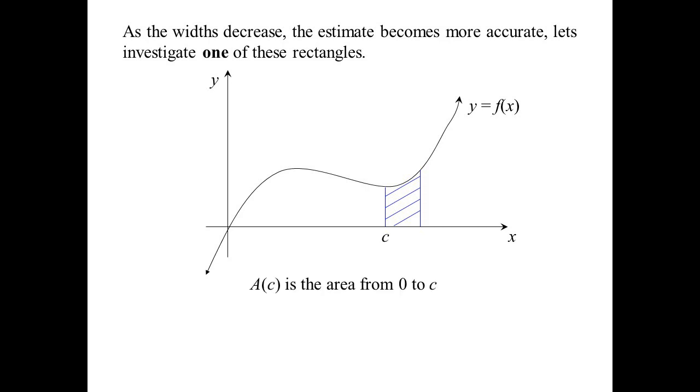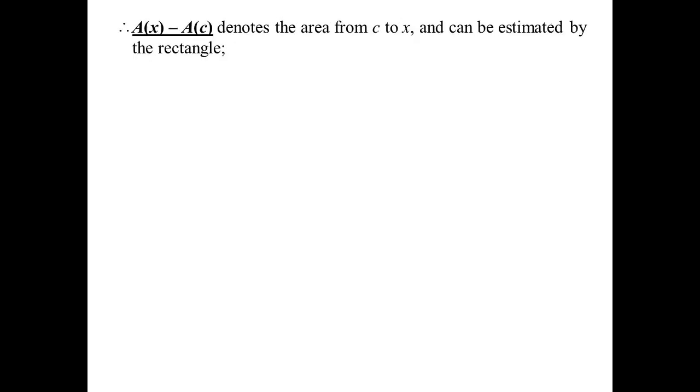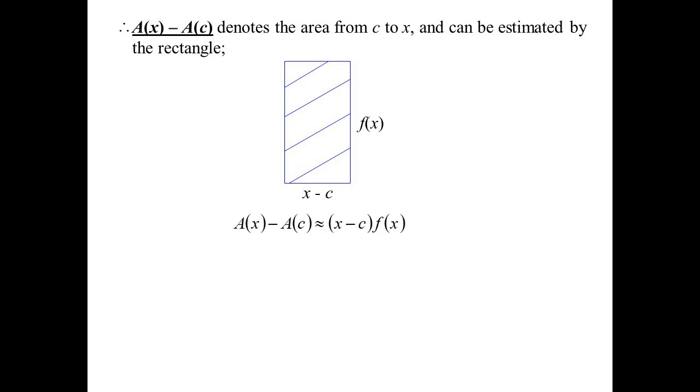So I'm going to define a new function, the area function. That's what we're trying to find, the area. I want a function for it. So I'm going to define A(c) to be the area going from 0 to c. Therefore, A(x) would be the area going from 0 to x. So for the area of the rectangle that I'm looking for, its height would be whatever the function value is. The width would be x minus c. So A(x) minus A(c) would be approximately (x minus c) times f(x).